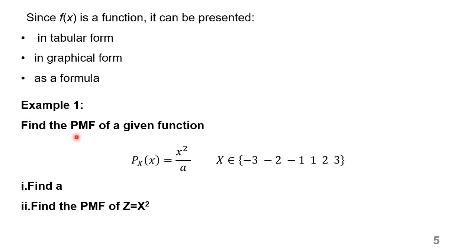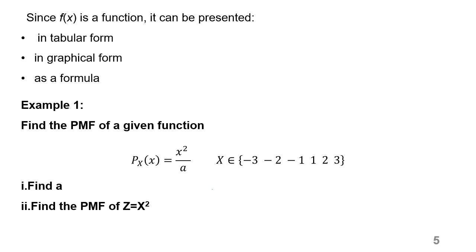We need to find the PMF of the given function, which is defined as x squared by a, and x can take the value minus 3, minus 2, minus 1, 1, 2, 3. We need to find out a. We need to find the PMF of Z equal to x squared.